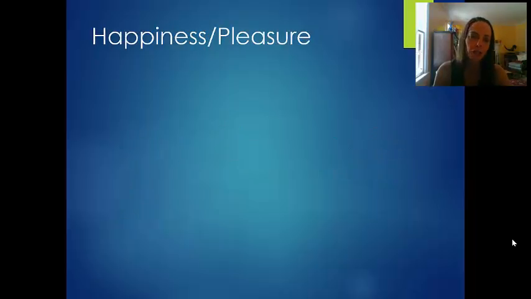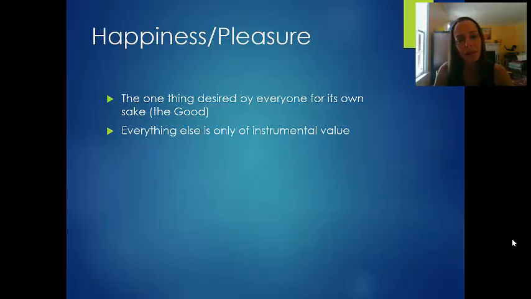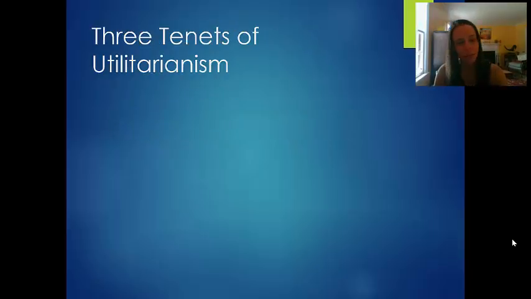So happiness and pleasure is our main focus here. It is the one thing that is desired by everyone for its own sake. We already said that that constitutes the good. And everything else that we think we want is really only of instrumental value. It's something that we use as a tool to get happiness. So there's nothing else that has this intrinsic worth of the good, only happiness. Even things that are not tangible, like having a good character, we only want because having those good character traits would make us happy. Same thing with money or a good reputation or any of a number of things.